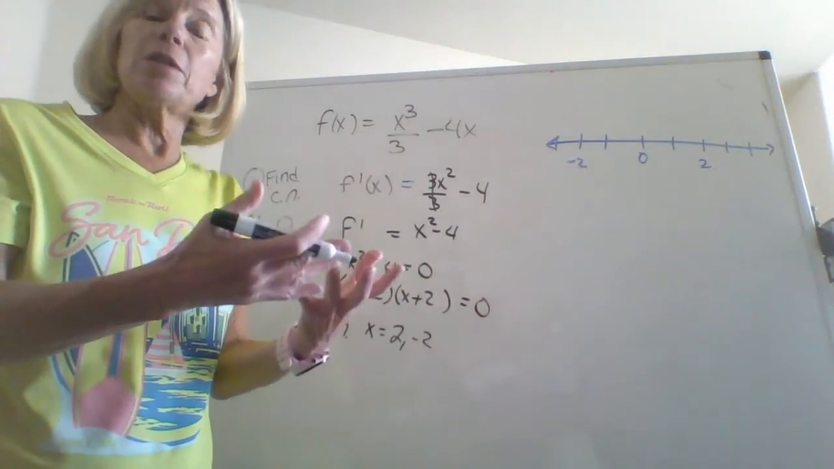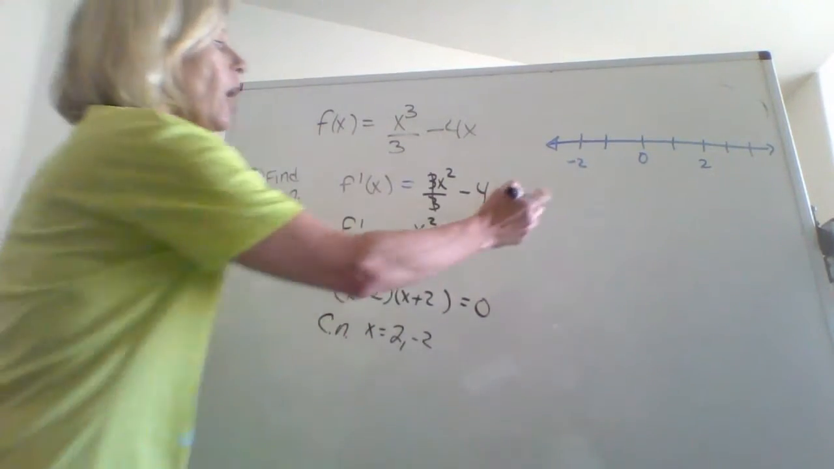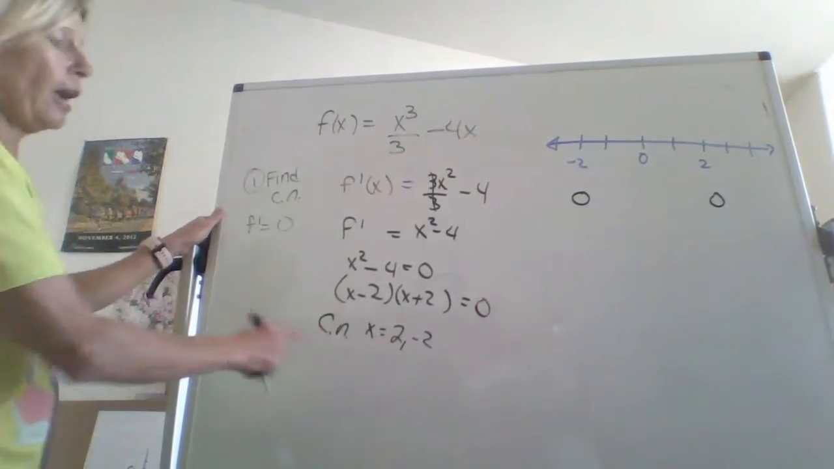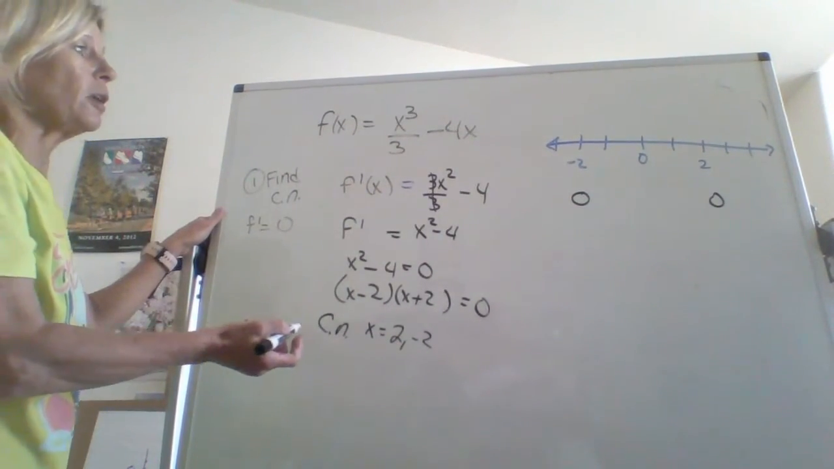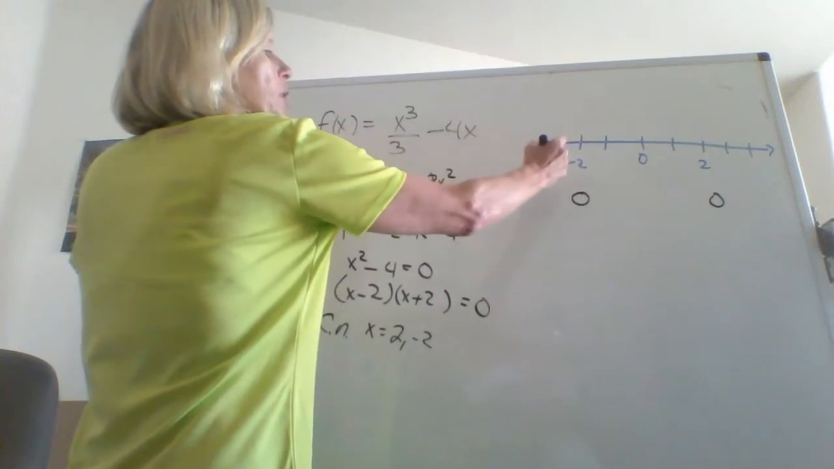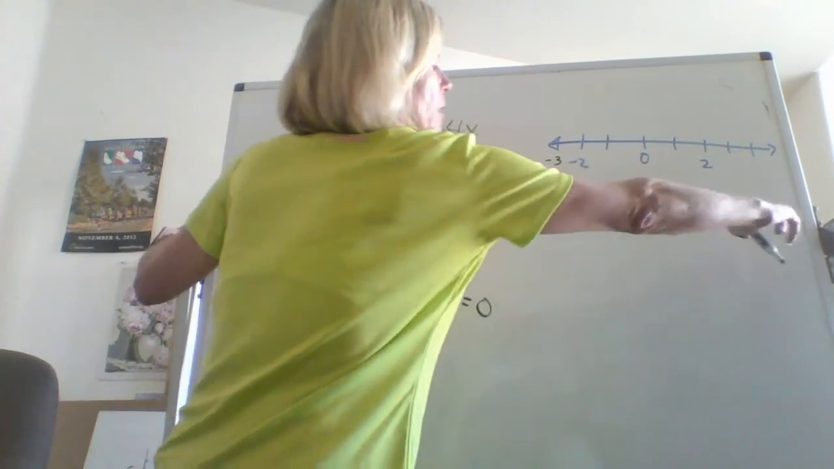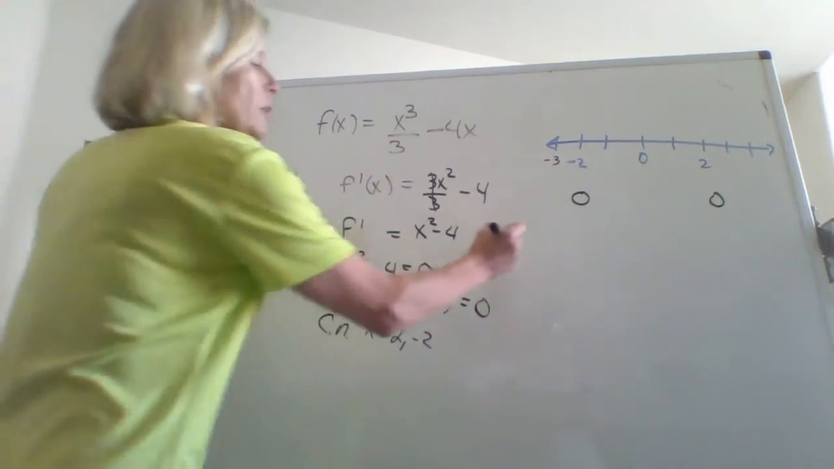In other words, I'm going to just check and see if the derivative is positive or negative. I know the derivative is 0 at negative 2 and positive 2. Those were my critical numbers. I'm just going to pick a number in each x interval and see if the derivative is positive or negative.